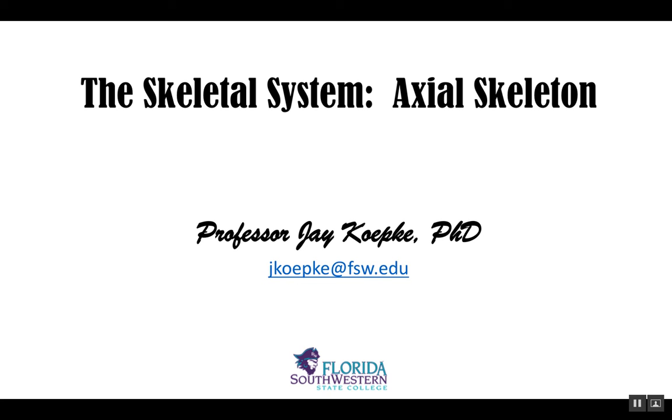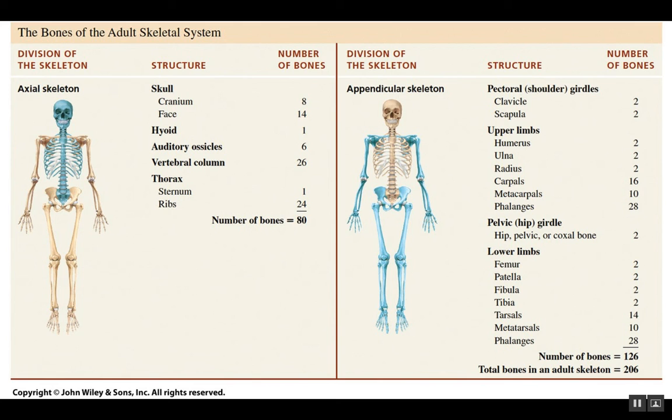It is now time to learn all the bones of the skeletal system. There's a total of 206 bones that make up a typical adult skeleton, and it is customary to divide that into two systems, or two skeletal systems: the axial skeleton, which this PowerPoint will cover, and the appendicular skeleton. This table shows the distribution of bones in each of these divisions of the skeletal system.